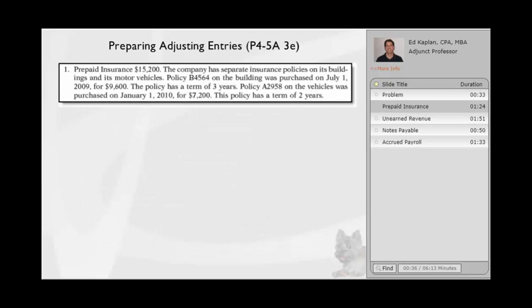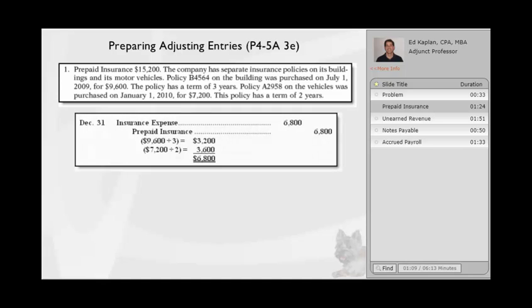Okay, the first transaction said we have prepaid insurance of $15,200. The company has separate insurance policies on its buildings and its motor vehicles. Policy P4-5A on the building was purchased on July 1st, 2009 for $9,600. The policy has a term of 3 years. Policy A2958 on the vehicle was purchased on January 1st, 2010 for $7,200. This policy has a term of 2 years.